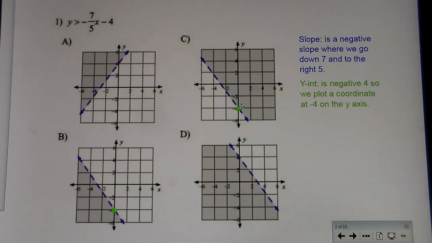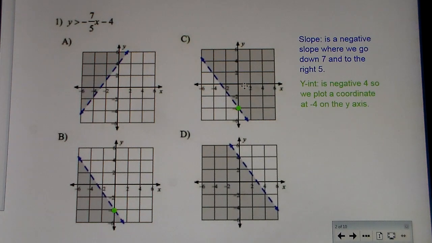So what we got to do, we then go up 7, and then we go to the left 5, which looks like C is in the right position. And it looks like B is also in the right position. But now, what's the difference between B and C? Well, the difference is where it's shaded. In B, it's shaded down below. And in C, it's shaded above that blue line.